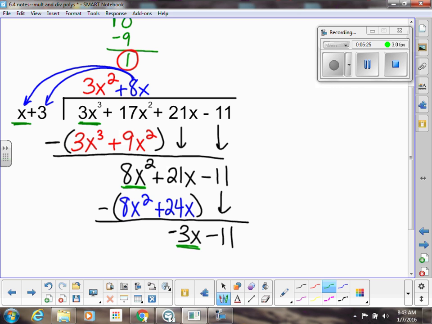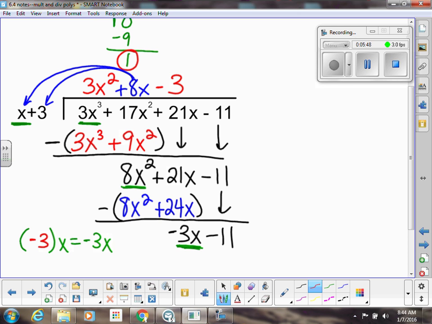Okay, so this is my first term now, and I'm still looking at x. I'm asking what times x is going to give me negative 3x? Well, the only thing there is going to be negative 3. Negative 3 times x will give me negative 3x. So that negative 3 is what goes up here.